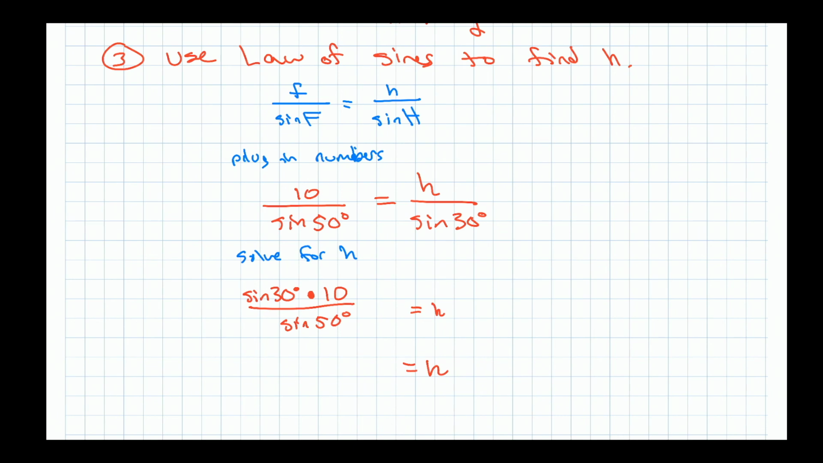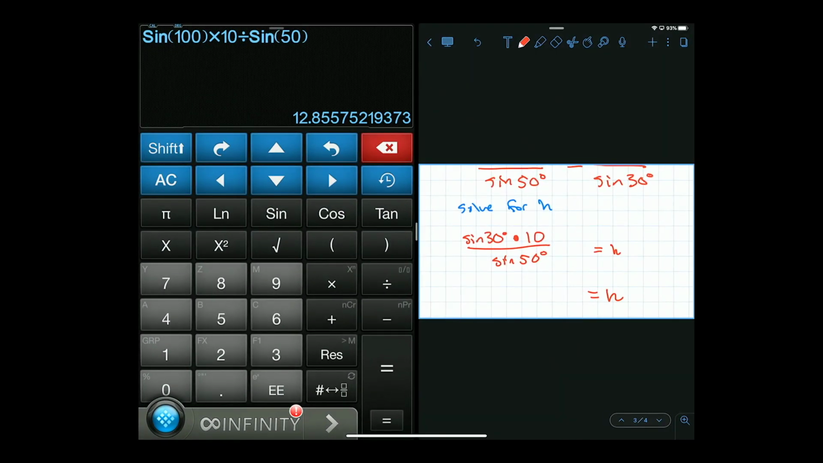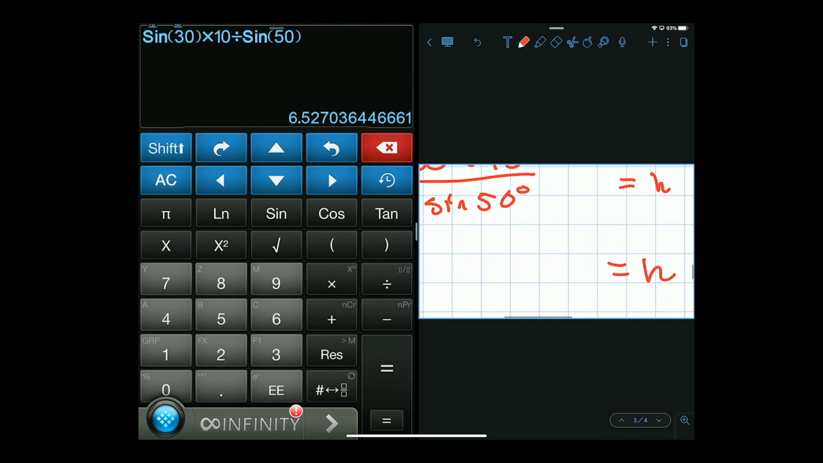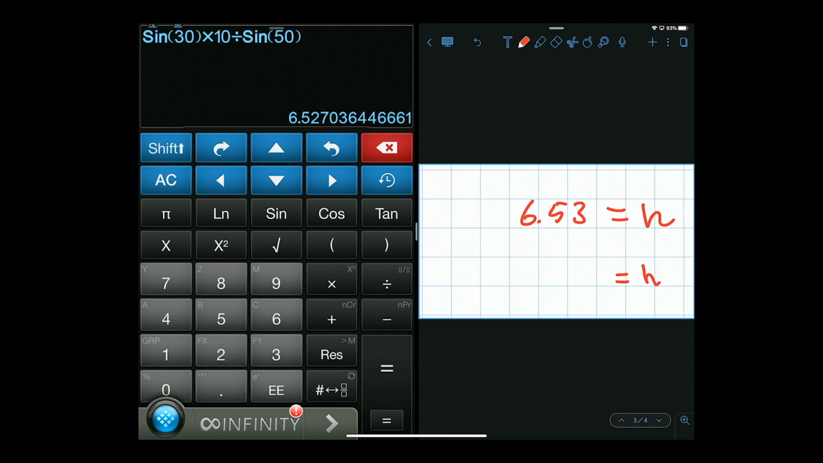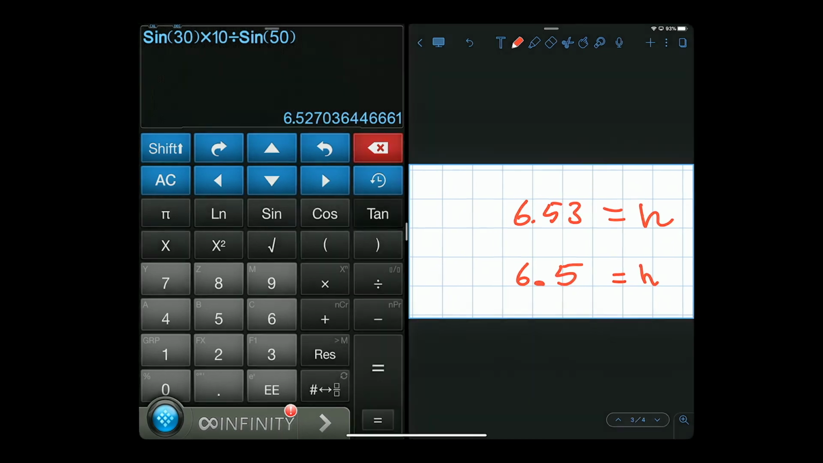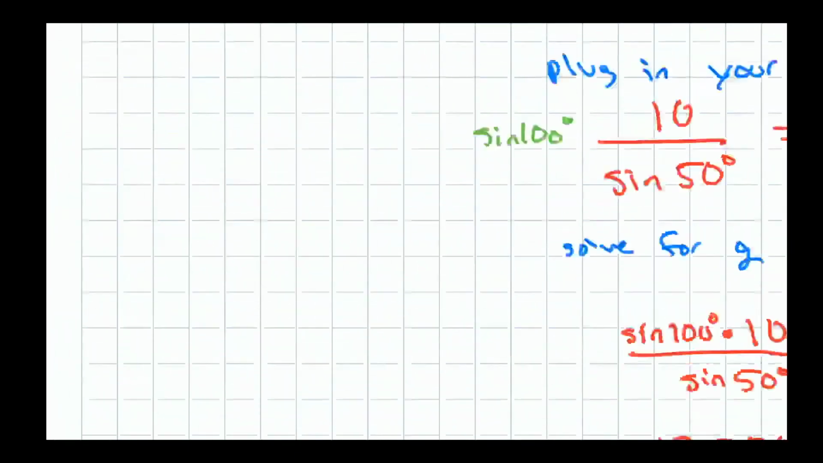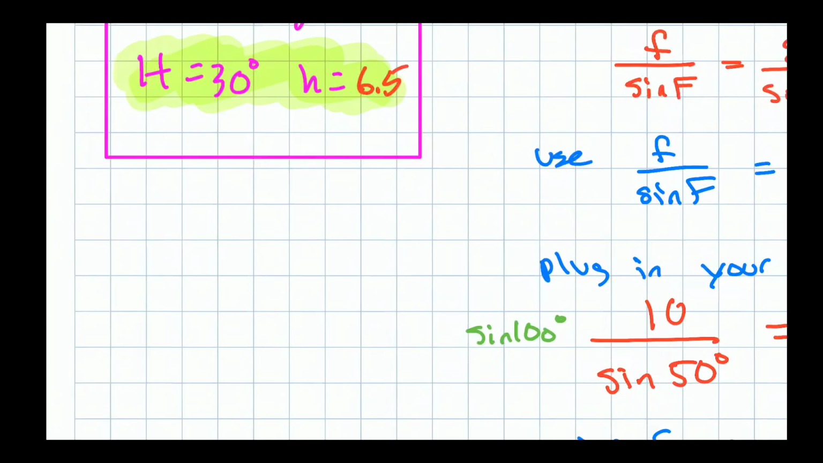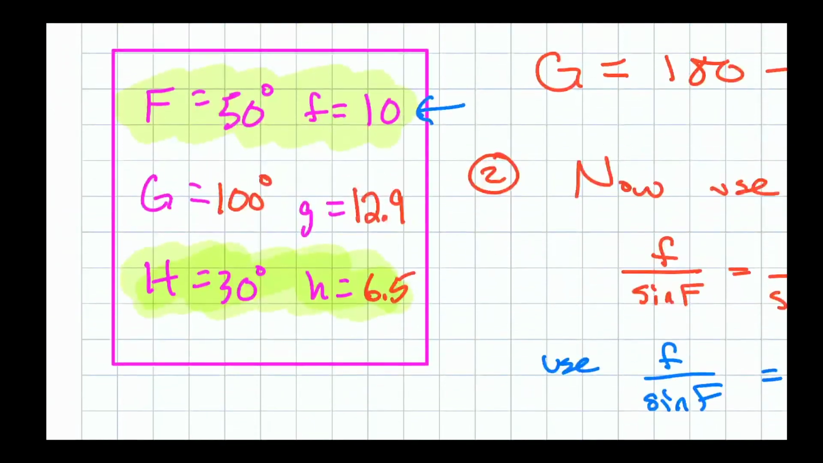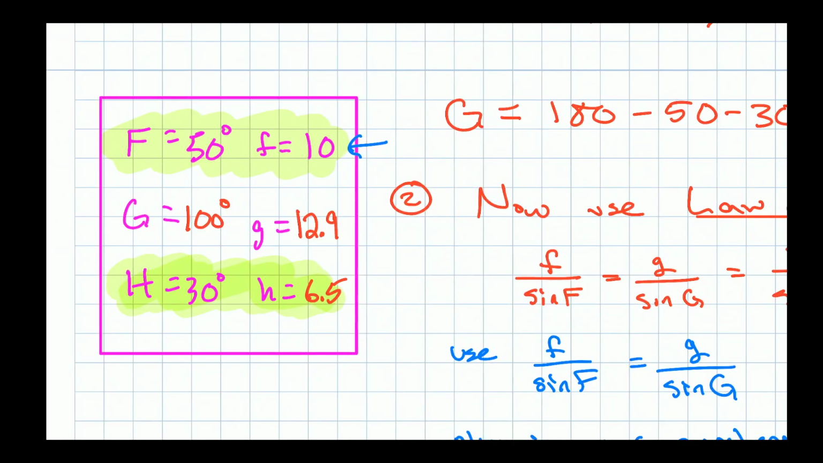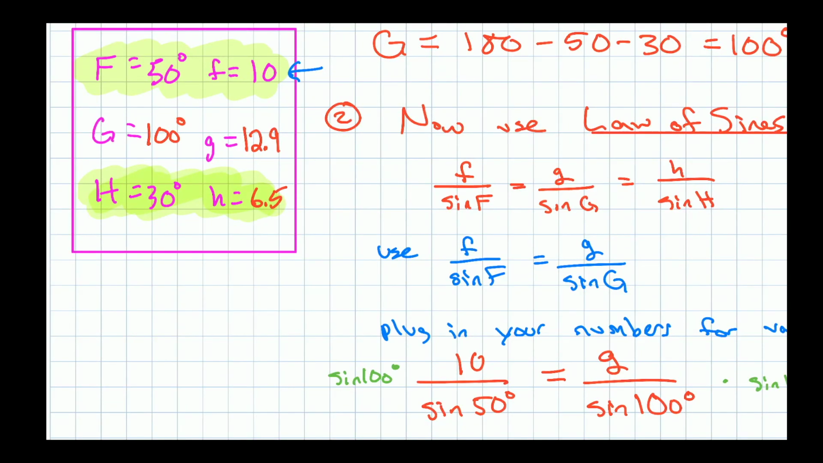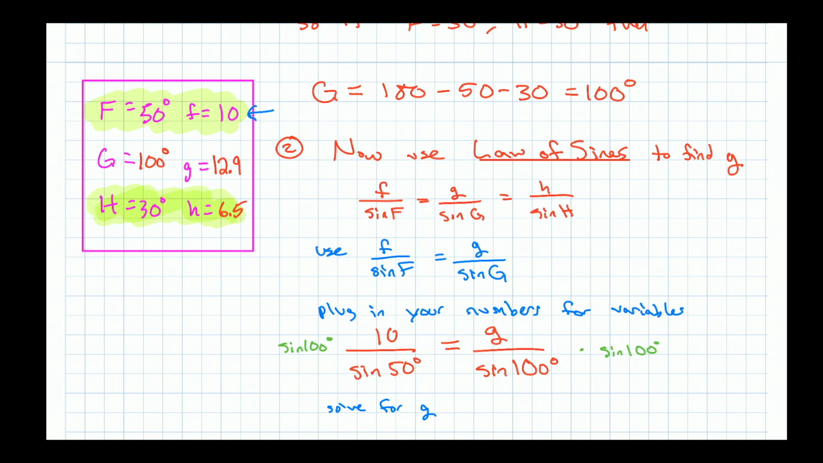So you go back to a calculator. We've got sine 30 times 10 divided by sine 50. Enter: 6.53. Again, I think we have to round, so probably 6.5 is what ends up being typed into Newton, if this was a Newton problem, which it's not actually. So that's it. I've got all of the sides and the angles now, and that's done. That's how you do these basically.